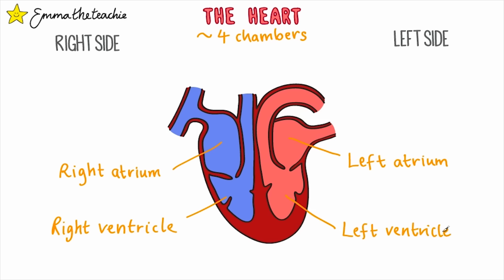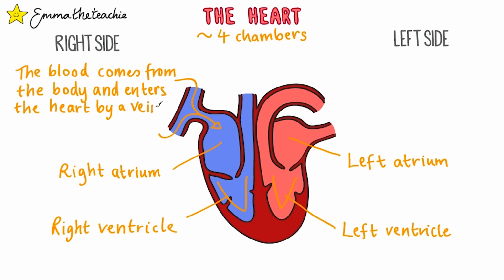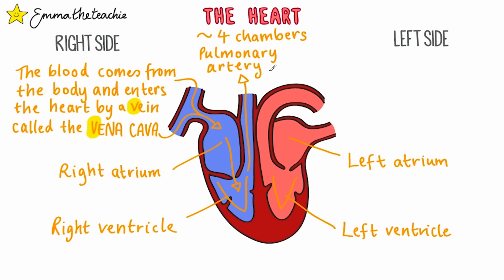My tip to remember which way round the chambers are is that the bottom chambers look a little bit like a V for ventricle, and then the top chambers you just need to remember are the atria. The blood comes from the body and it enters the heart through a vein called the vena cava. You can remember this by V for vein is V for vena cava. Remember, veins always bring blood back to the heart. The blood then travels down through the right atrium into the right ventricle, where it gets pumped out through an artery called the pulmonary artery. Remember, arteries take blood away, and in this case, they're taking it to the lungs.